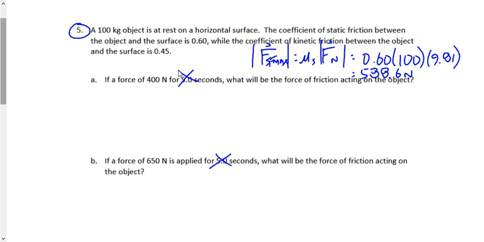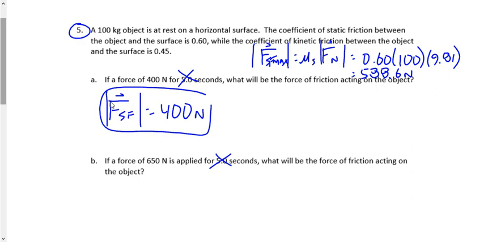Does it move? No. Remember, static friction is that stubborn force. It pushes as hard as it needs to push. I push with 400. How hard does it need to push? 400. So then we're going to say the force of friction is static because it's not moving, and it's only going to push with 400 because it doesn't need to push any harder.